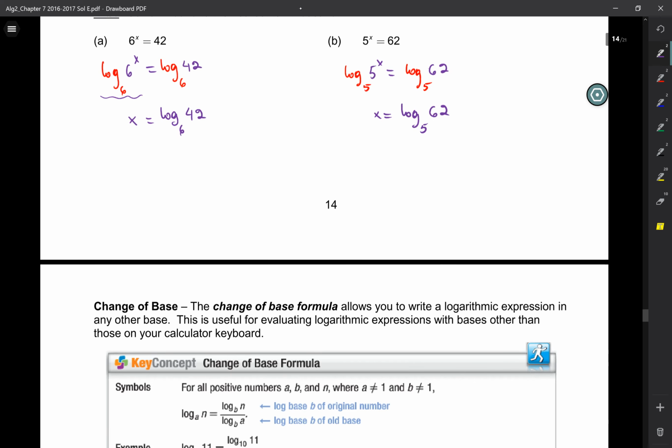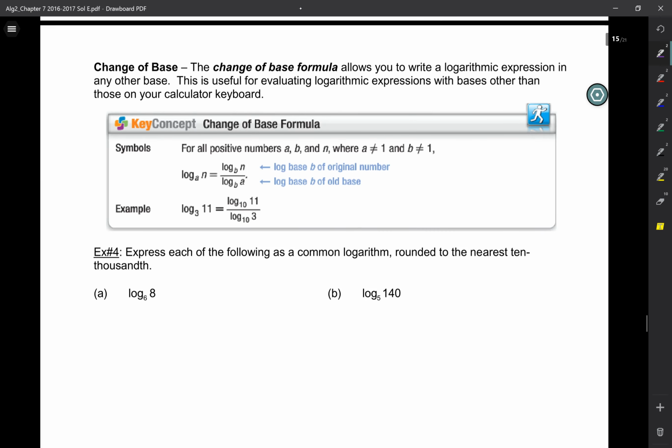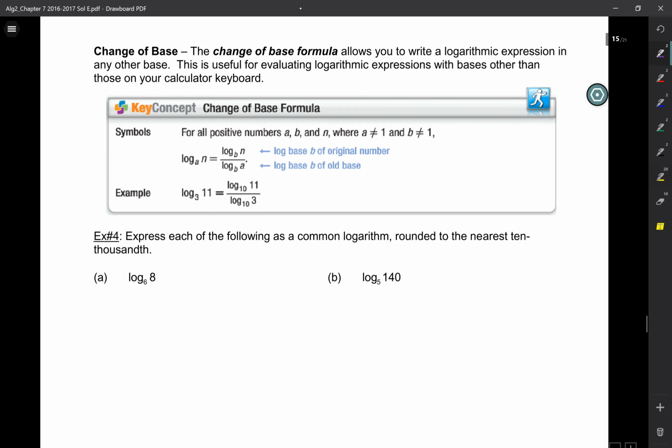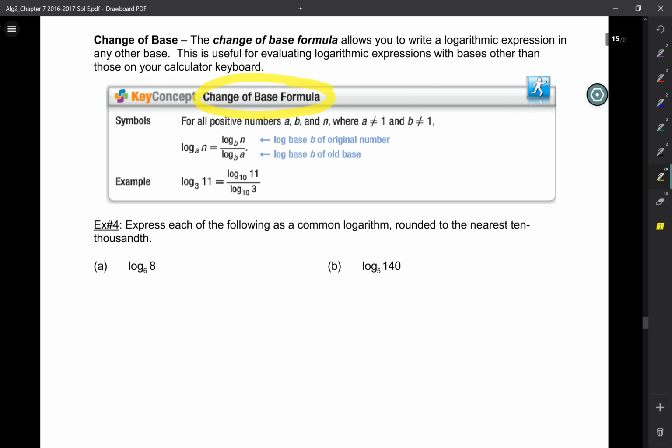So here what I have is log base 6, log base 5. I just told you that in the calculator, the built-in base is 10, right? If we have a base to a logarithm, we're not ultimately attached to that base. We could change the base to whatever we want it to be. We do that by the change of base formula. So here's how we do the change of base formula.